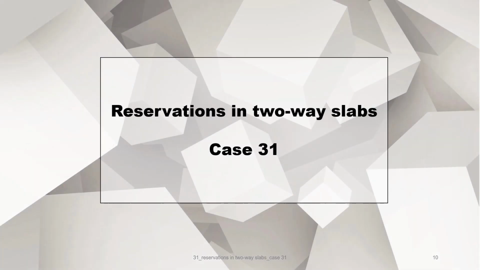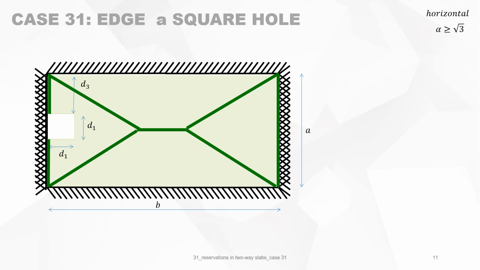We look now at case 31 with the reservation. We will now look at case 31, a square hole. And we start with the horizontal yield pattern. It means alpha is bigger than square root of 3.